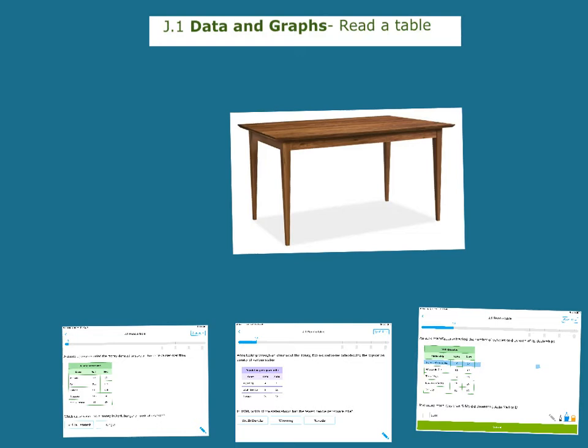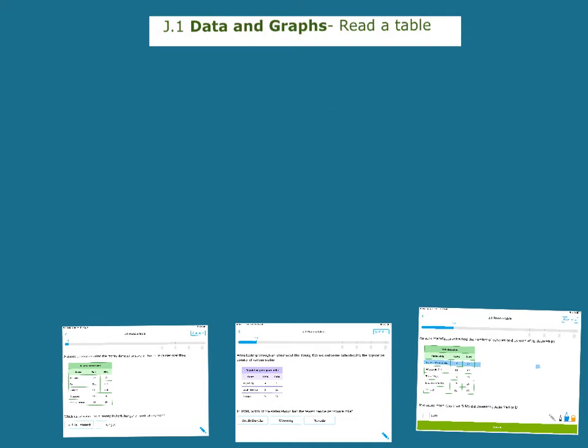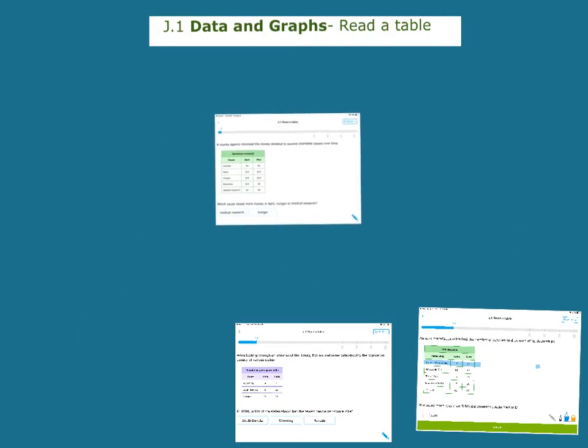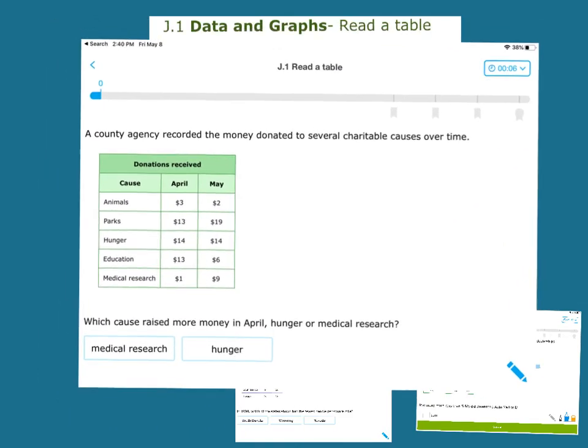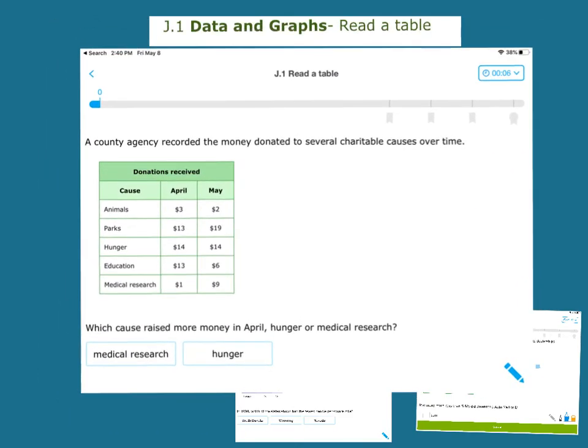Talking about data and graphs, we're going to read a table, and we're not talking about this kind of table, right? We're talking about data. And for this one, I actually pulled out some sample questions from IXL. So let's take a look at them. Here's one of the first ones. You might even see this one because I did pull it right off of IXL.